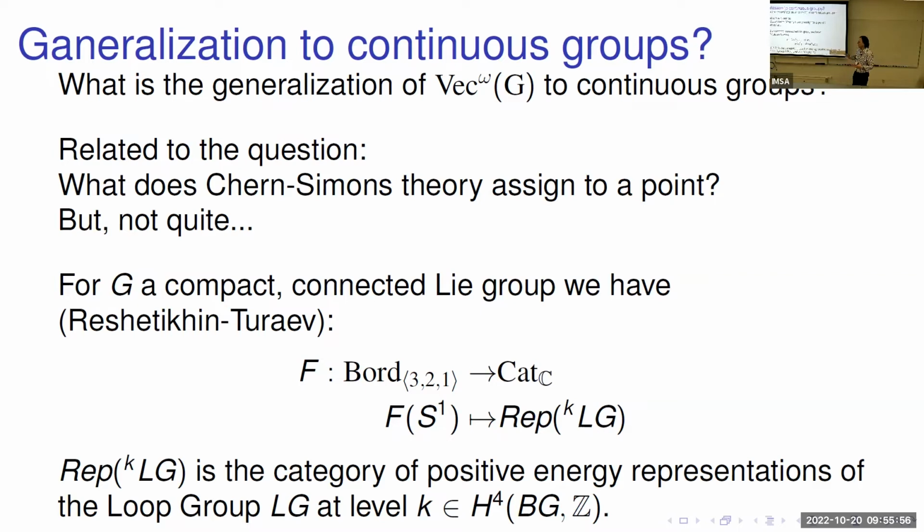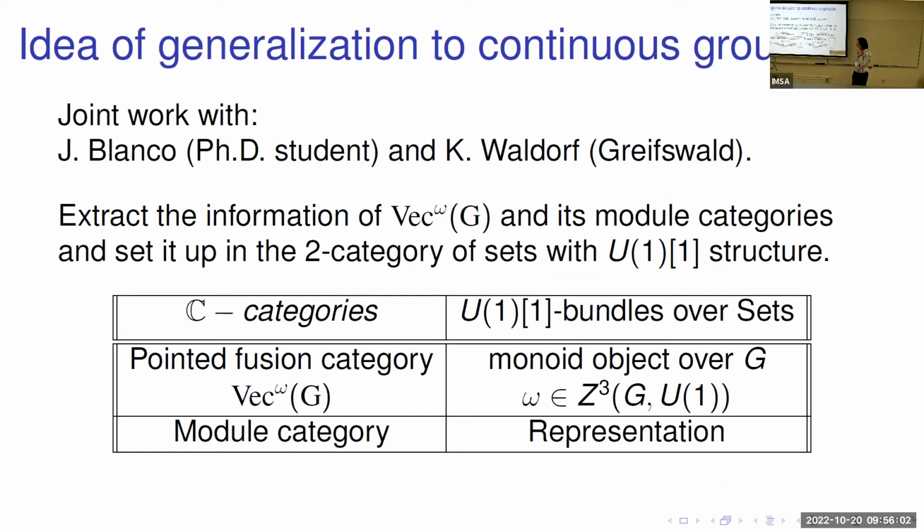Difficulties arose quickly because it was not clear what was the appropriate fusion category to put there. But my idea was to extract all the topological information that I could from the algebraic setup here for a finite group, and to put it in the universe where at least I know things would go well. So the idea is to start with, first of all, shifted U1 bundles over sets, or spaces better, and then do all my calculations in there.